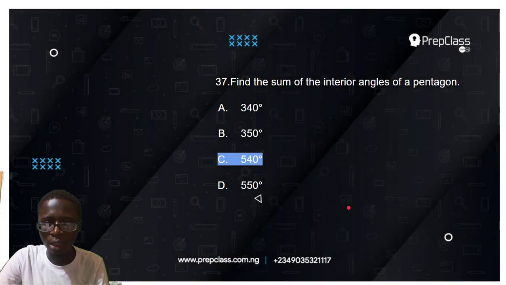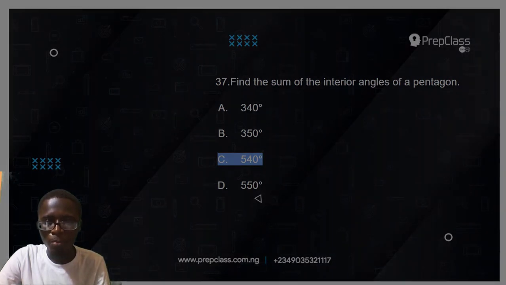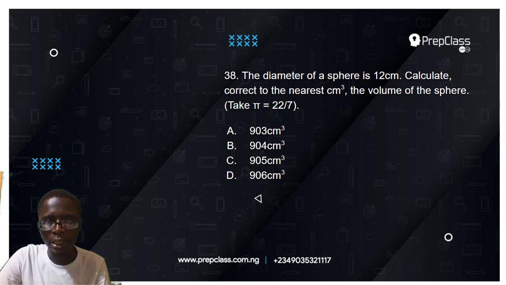And that is option C. So question 38, it says, the diameter of a sphere is 12 centimeter. Calculate correct to the nearest centimeter cube the volume of the sphere. Now take your pi as 22 all over 7.